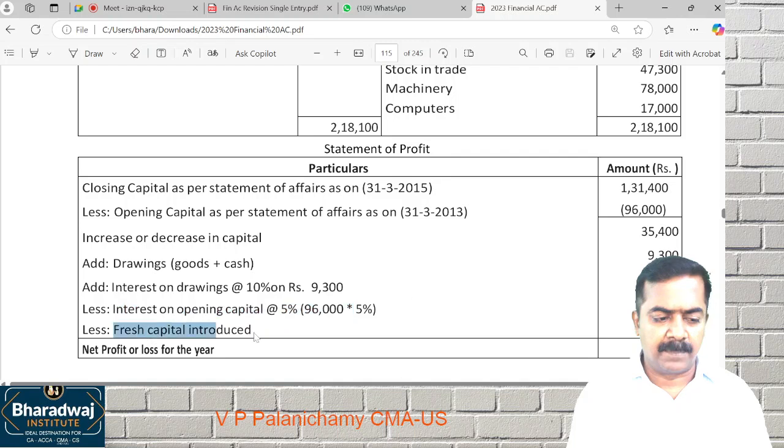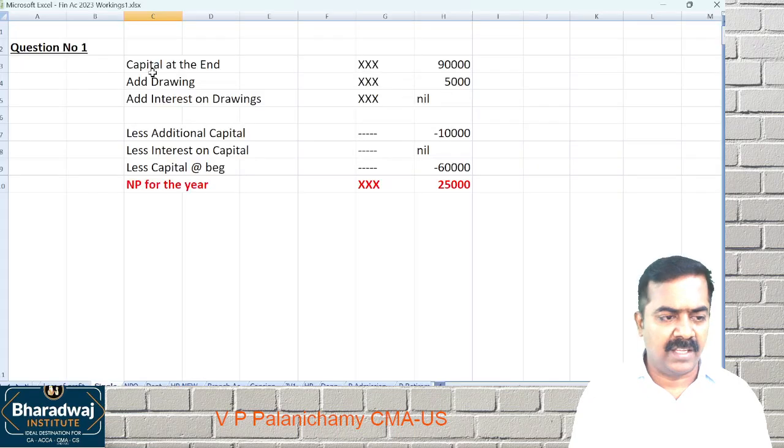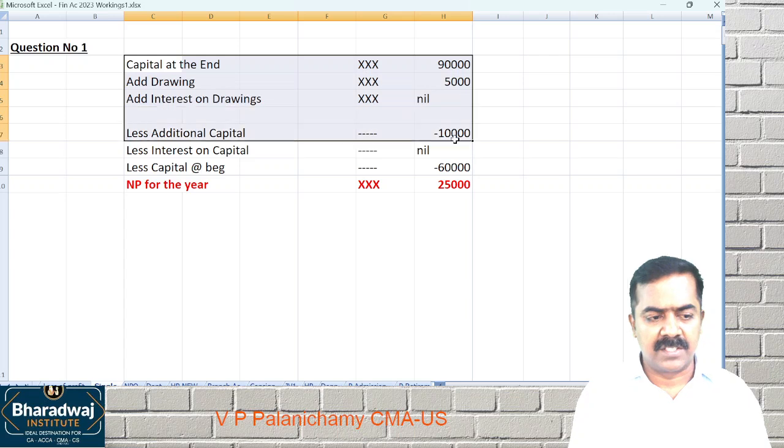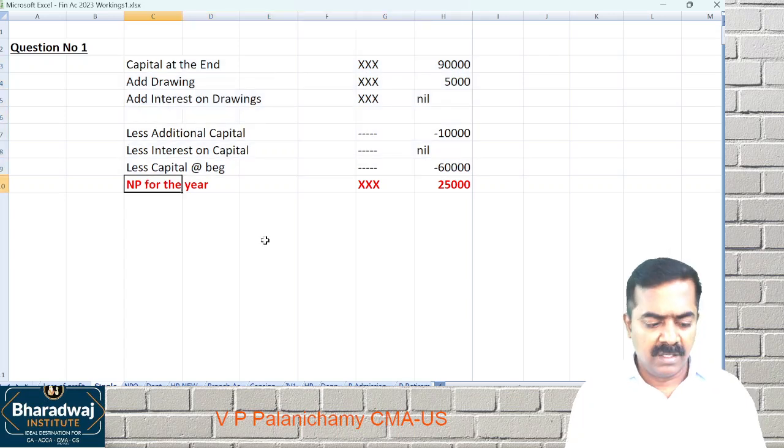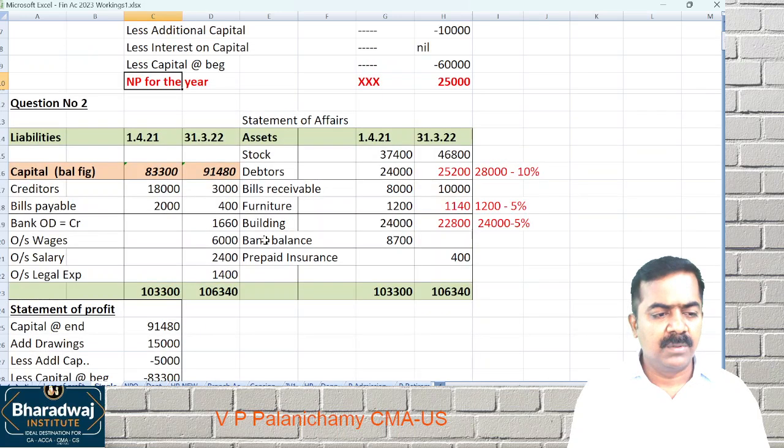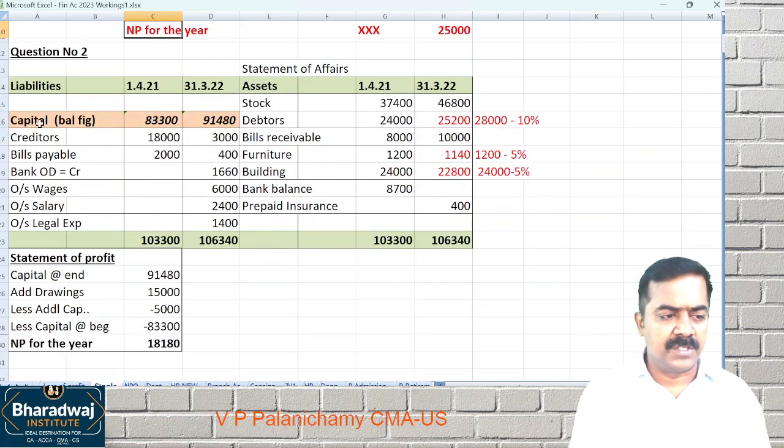We have done in the regular class also those questions like capital at the end, add drawings, add interest on drawings, minus additional capital, minus interest on capital, minus capital at the beginning will give us net profit for the year. If they give you balance sheet information, prepare the statement of affairs at the beginning of the year as well as at the end of the year.